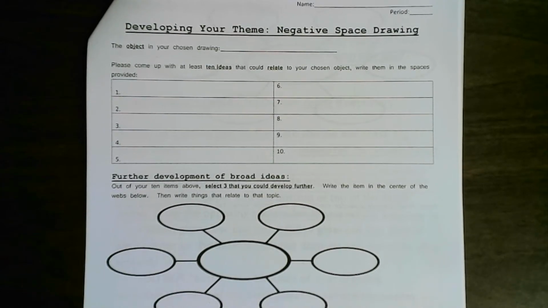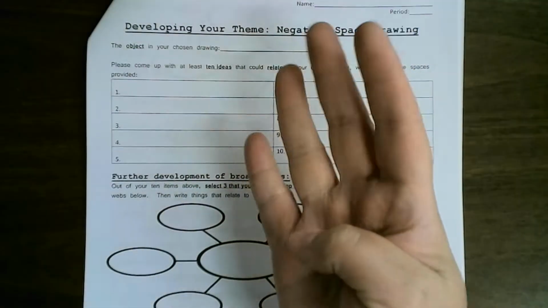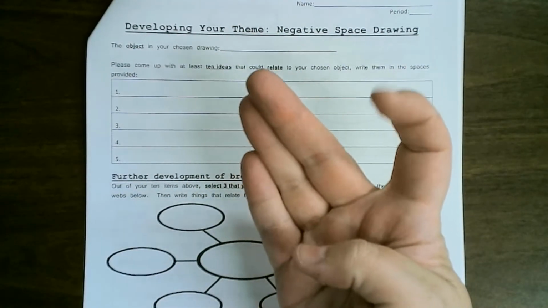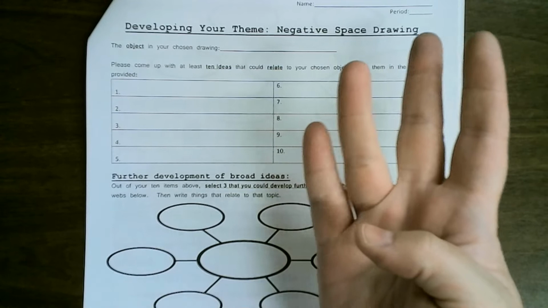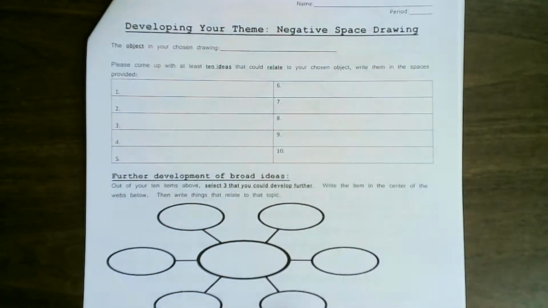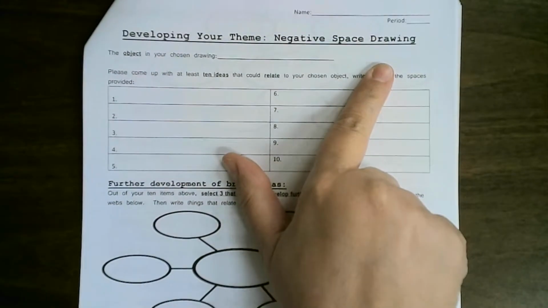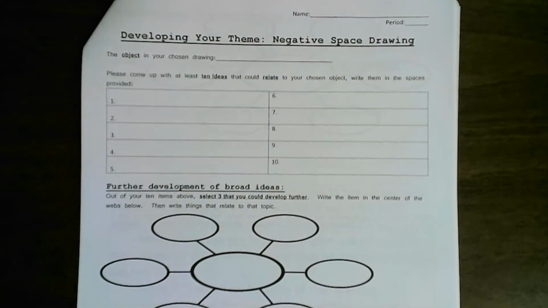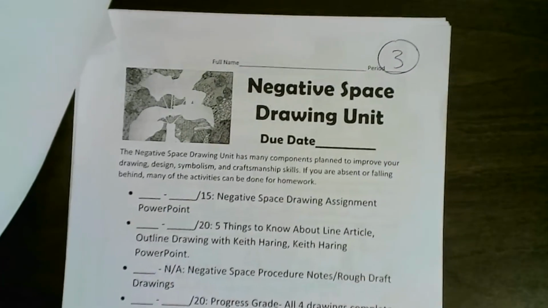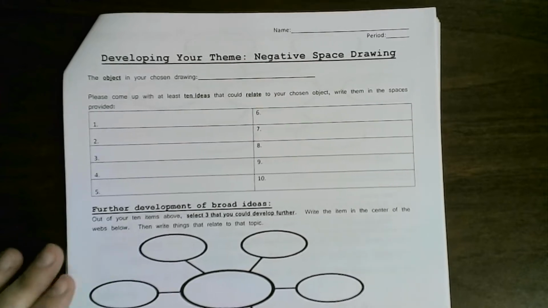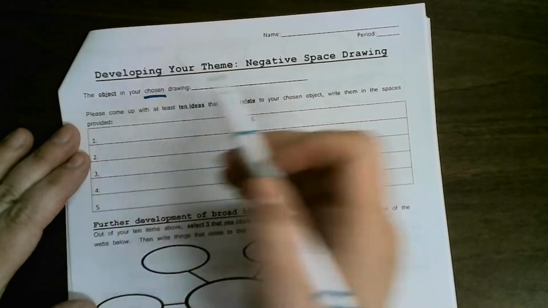Hello, Art12. Once you are finished drawing all 4 final drafts, the guitar, the fish, the plant, and the hand, you're going to decide which one you want to do for your final draft. At the top of your Developing Your Theme Negative Space Drawing worksheet, which is inside of your Negative Space Drawing Unit packet, you're going to write down your chosen drawing.